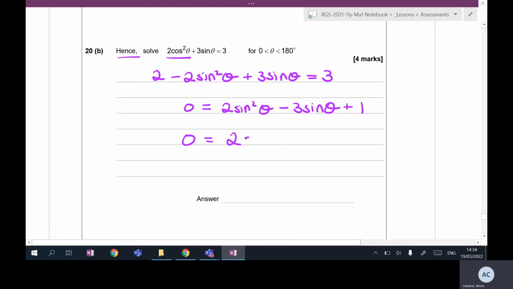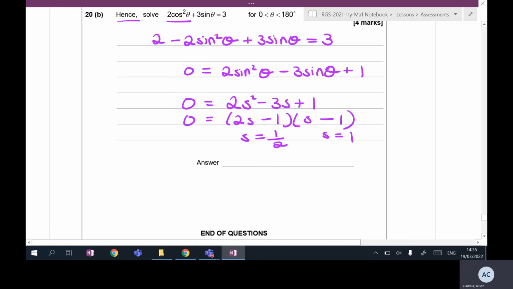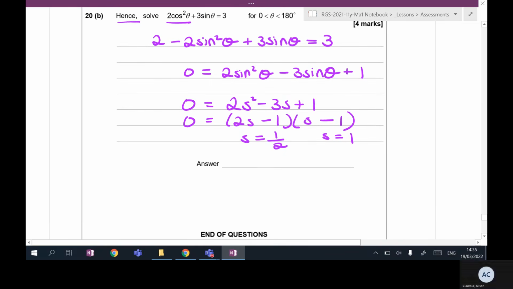Okay, you've then got a quadratic, so you might prefer it if you write it as 2s squared minus 3s plus 1. So we're factorising that. Okay, so it doesn't matter what your factorising method is. This one's quite easy to factorise because it's going to have 1 and 1 on the end. We're trying to make minus 3s. It's going to be minus 2s and minus 1s. So your sine is going to have to be a half or 1. Okay, so you've got to solve from 0 to 180. Sine theta equals a half.